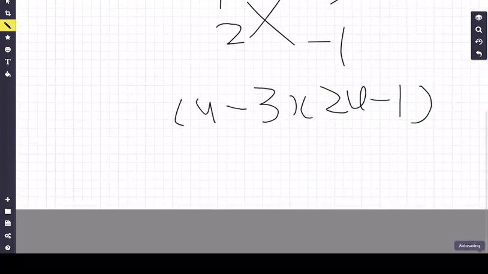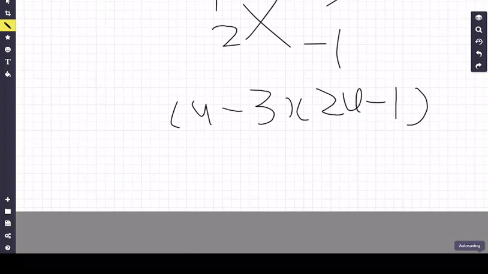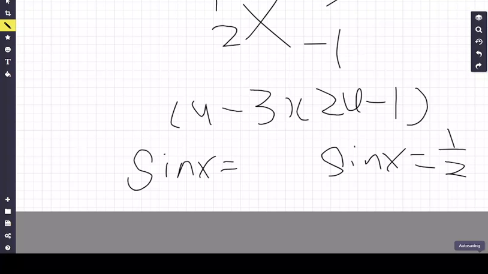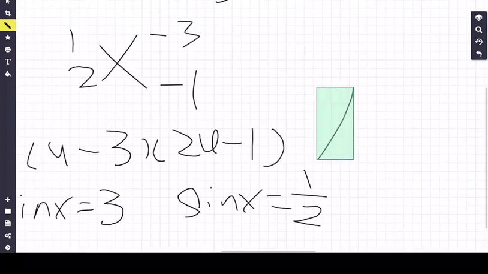So that gives us sine x equals 3, or 2 sine x equals 1, so sine x equals 1 over 2. So we solved this before. So we're going to do this easy one first. If we solved it before, I'm just going to take the answer from before. So sine x equals 1 over 2.